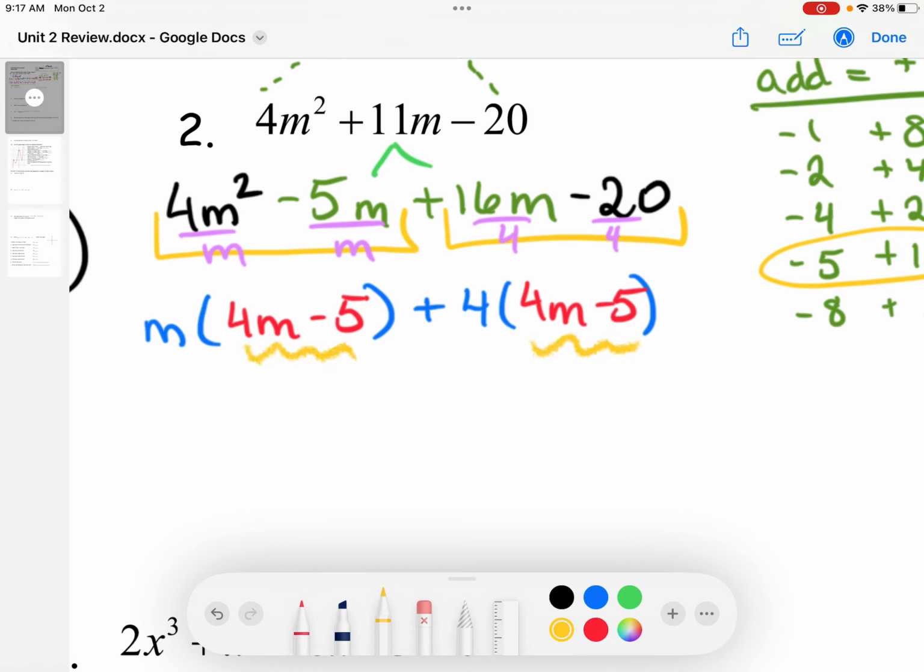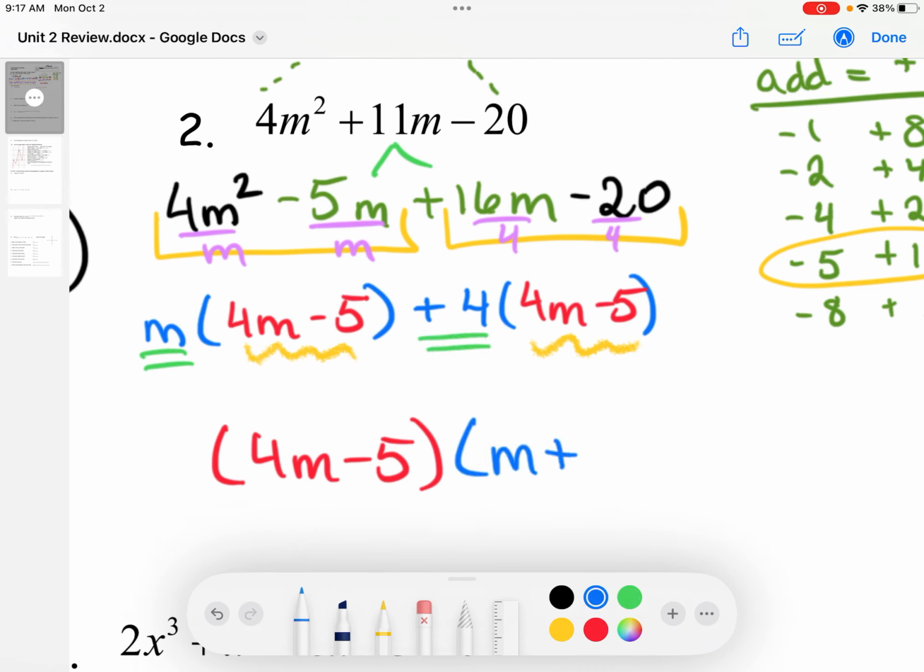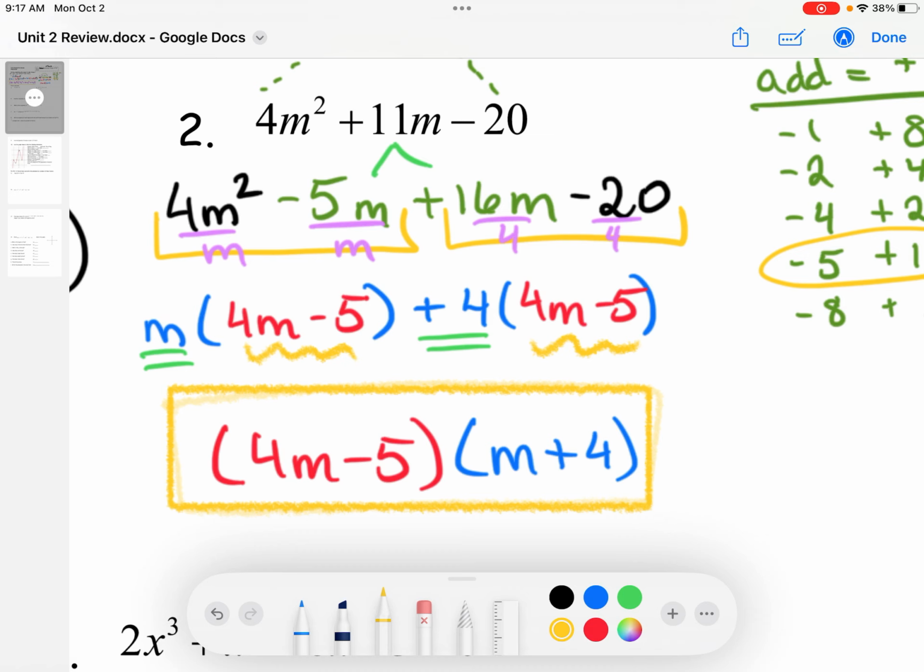Now, we're happy about this because these factors matched. So that means 4m minus 5 is a factor of the original polynomial. The other factor comes from the greatest common factors that we factored out of each group, m plus 4. And this is factored form.